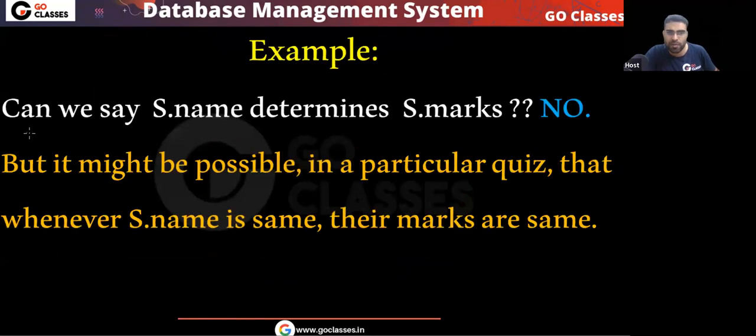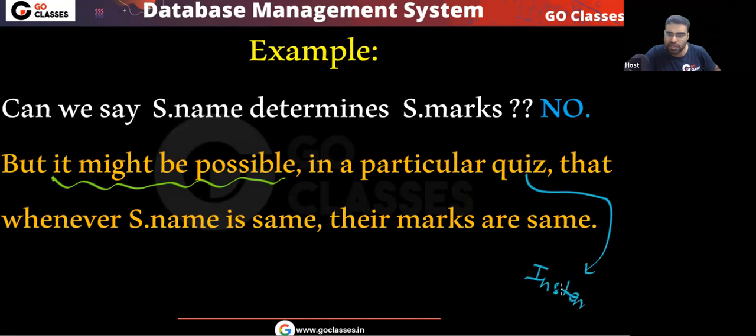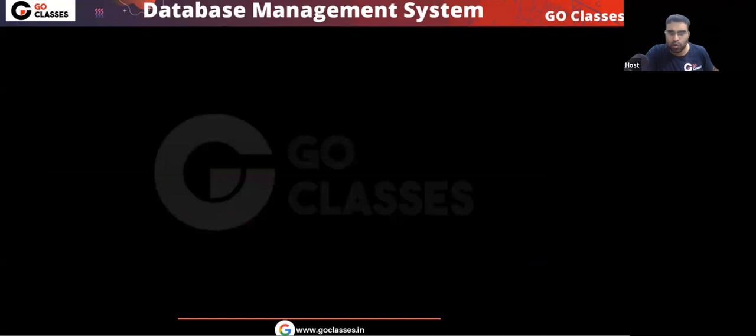So I hope you understood this point. Very simple point. Can we say that name determines marks? The answer is no. We cannot say, but it might be possible that in a particular instance, if S name is the same, then their marks are the same. This is possible, but it does not mean that on the schema, S name determines marks. I hope you understood this point.